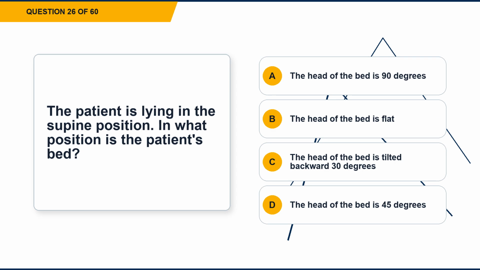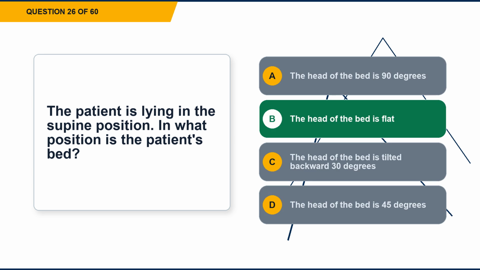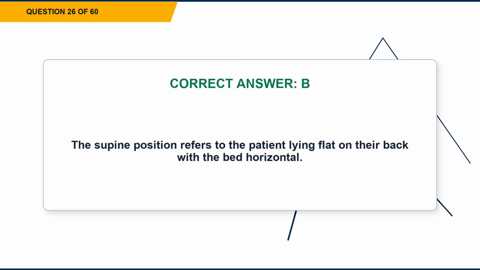Question 26. The patient is lying in the supine position. In what position is the patient's bed? Option A, the head of the bed is 90 degrees. Option B, the head of the bed is flat. Option C, the head of the bed is tilted backward 30 degrees. Option D, the head of the bed is 45 degrees. The correct answer is option B, the head of the bed is flat. Explanation: the supine position refers to the patient lying flat on their back with the bed horizontal.